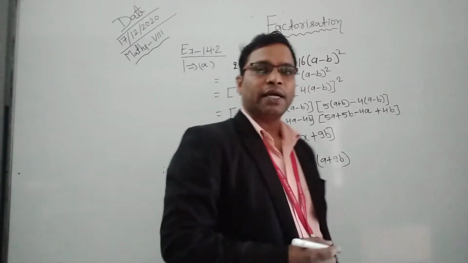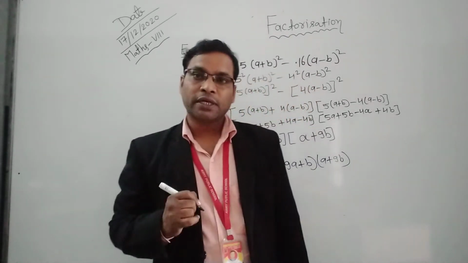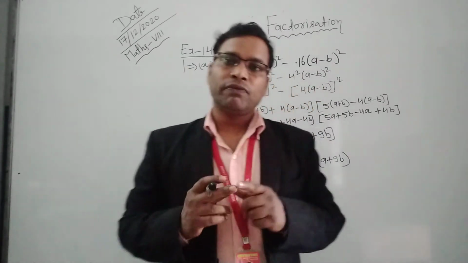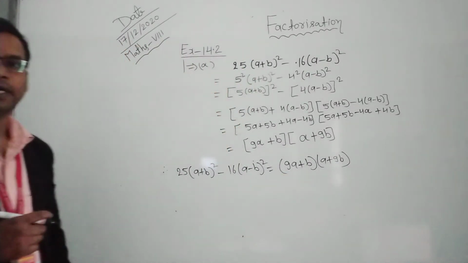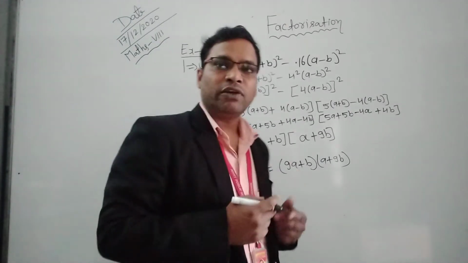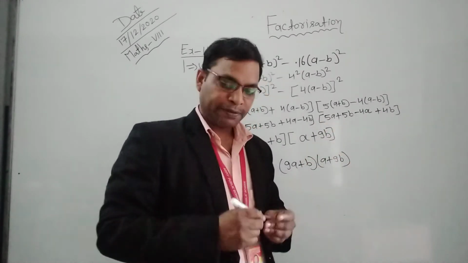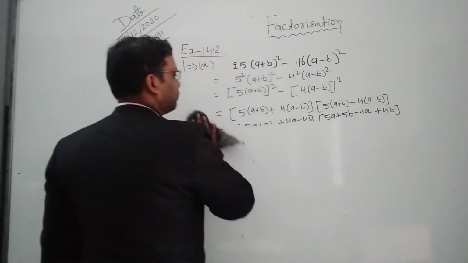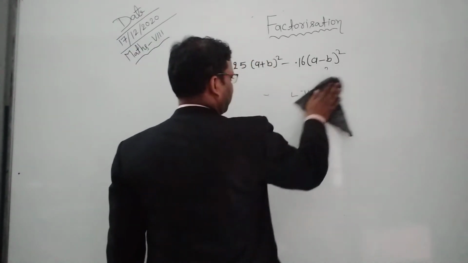This factorization we find with the help of the third identity. Now we are going to use this polynomial to find its factors by the second and first identity. In both ways we find the same result, 9a plus b into a plus 9b. So let's see how to find factors in the second way using the first and second identities. And students, I hope all of you know what is the first identity and what is the second identity.